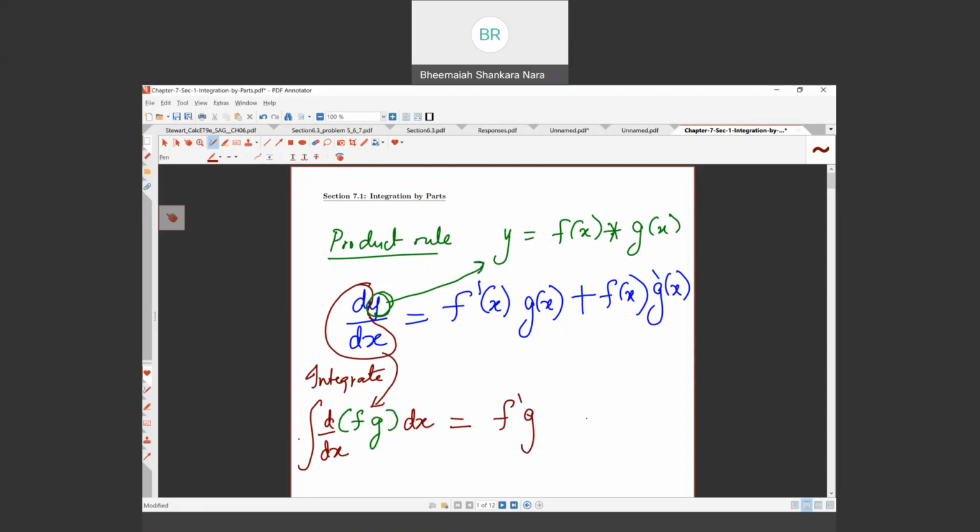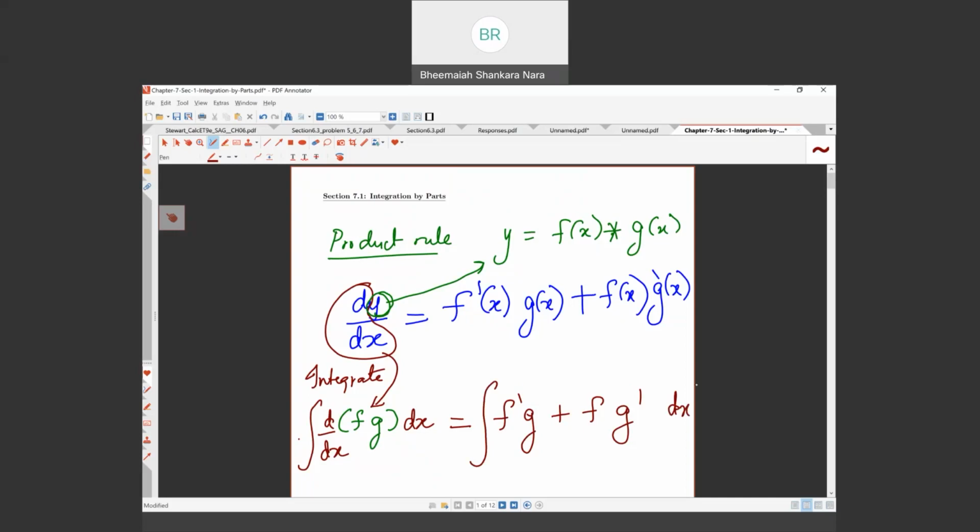For simplicity, I'm not writing those f of x and g of x and so on. If I write f prime, it is understood f prime is a function of x. If I write g, g is a function of x. So we integrated the left hand side. So we have to integrate the right hand side. So let me write the integration symbol, and the variable of integration should be the same as the left hand side. So let me write dx.